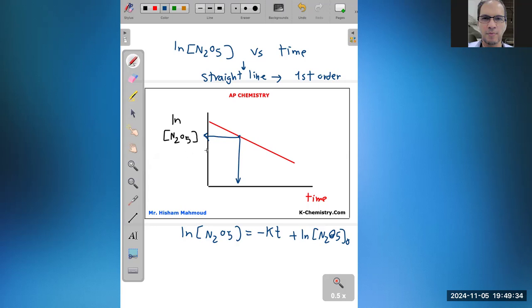Now I can find something else very useful from the graph, which is the slope. What is the slope? I will just find the change in y. I will choose two points, this point and this point, and put them here. So now I can see the change in y. What is the change in y? I'll calculate this point minus this point, divided by the change in x, this point and this point.